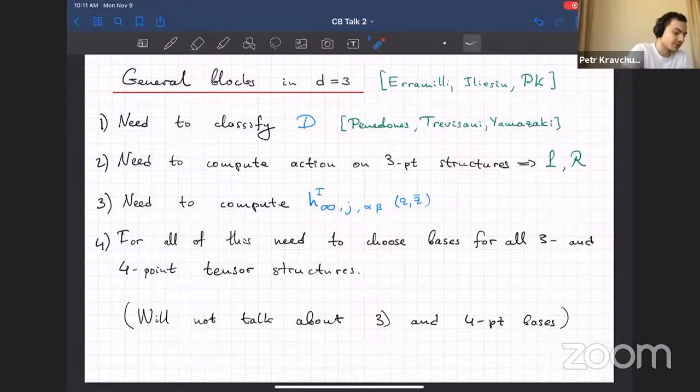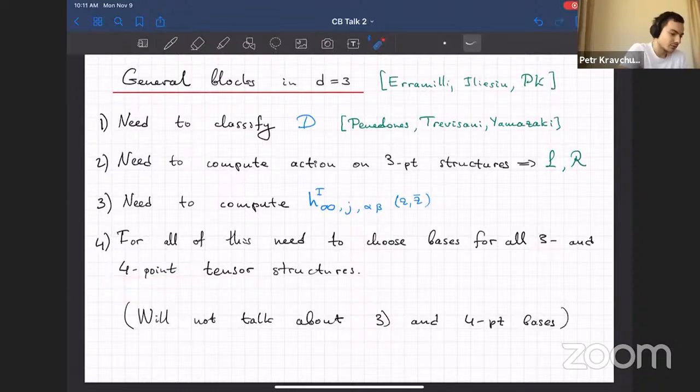Now, after we have classified where the poles are, we found the differential operators. We need to apply those differential operators to the 3-point tensor structures to complete these matrices L and R. Additionally, we need to determine this function H infinity, which we know for scalar blocks but don't know in general. So we need to compute H infinity for general spinning blocks as well. And for all of this to work, we also need some way of describing 3-point and 4-point tensor structures for general spinning operators.